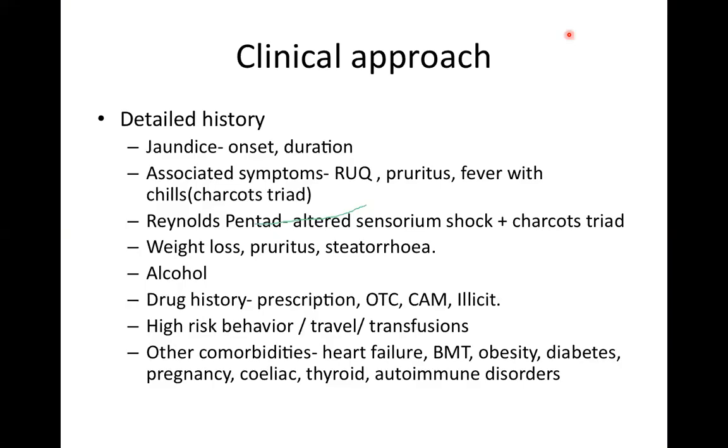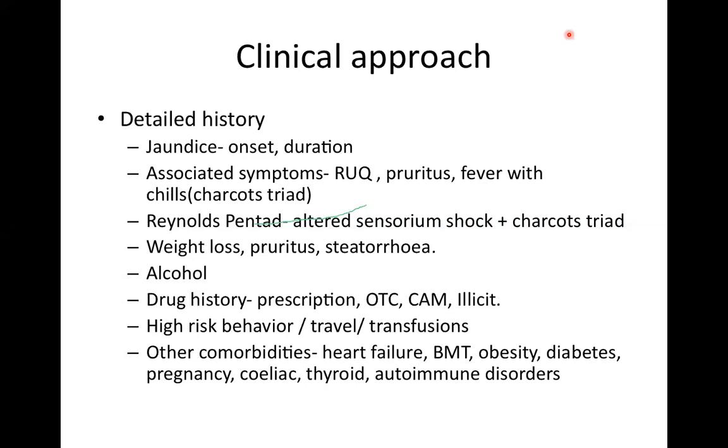So what do we do when we get a patient with abnormal LFTs? So what is the clinical approach? I think as in anything else, we start with a detailed history. So the history should focus on the history of jaundice, if there is a presentation with jaundice, the onset, the duration, and any associated symptoms.